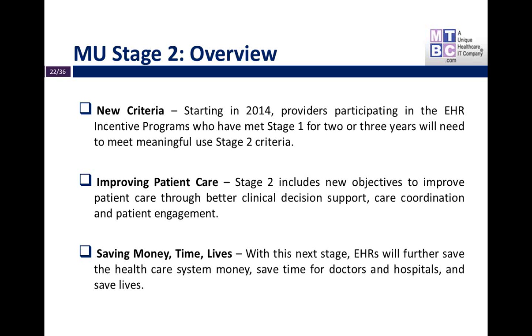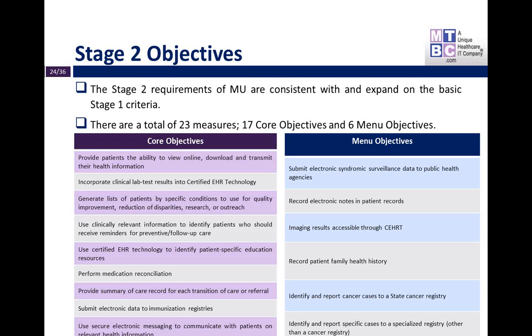Now, some of the objectives like the access of patients to view or download their health information, clinical lab test results, generating the list of patients by specific conditions, education resource, medication reconciliation, and immunization registries are among the many objectives in stage 1 menu objectives, but for stage 2, they have been moved to the core objective.